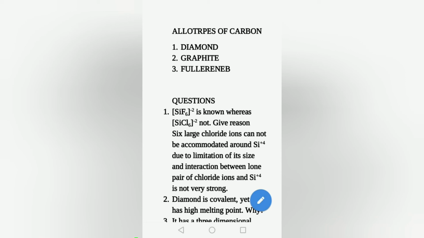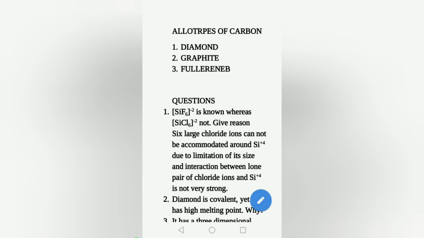Next topic is allotropes of carbon. Carbon exists in several crystalline and amorphous allotropic forms. That is, diamond, graphite and fullerene are its crystalline forms, whereas coke, coal, etc. are its amorphous allotropic forms. We have studied the same thing in standard 10. Carbon exists in different physical forms, which is known as allotropy. The allotropes of carbon are mainly diamond, graphite, fullerene and coke, coal. Coke and coal are amorphous allotropic forms.